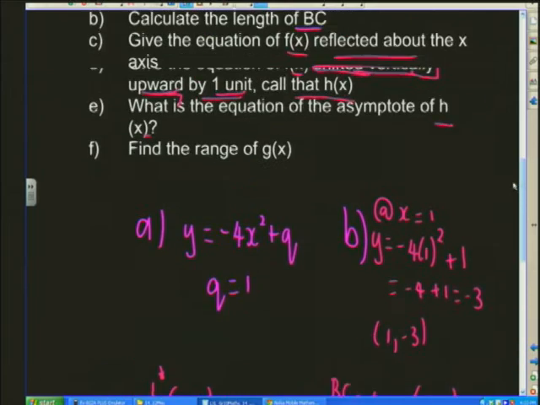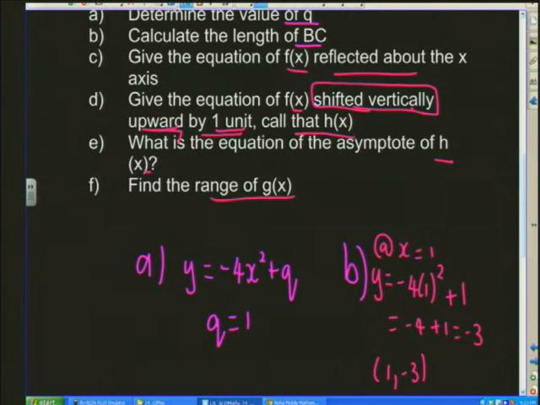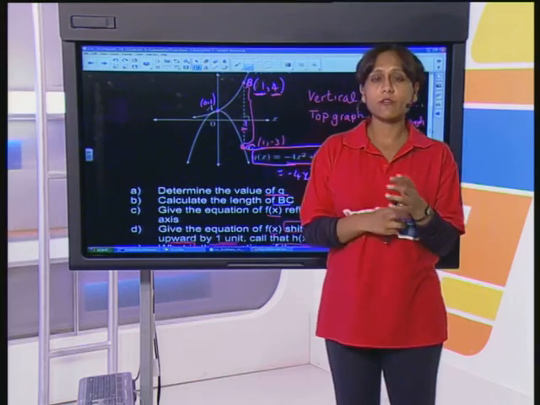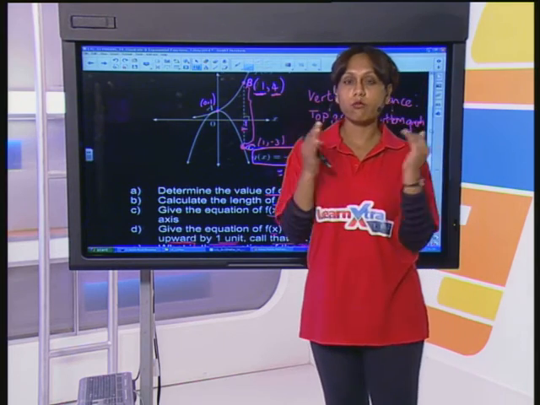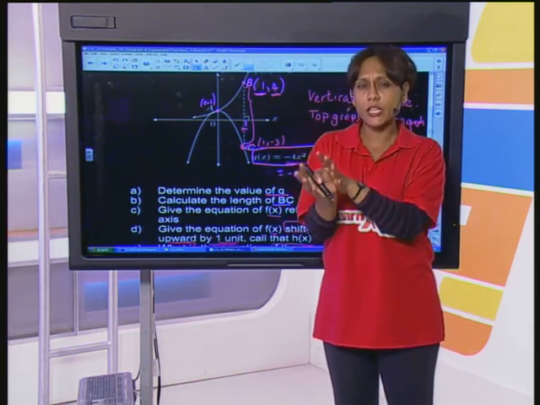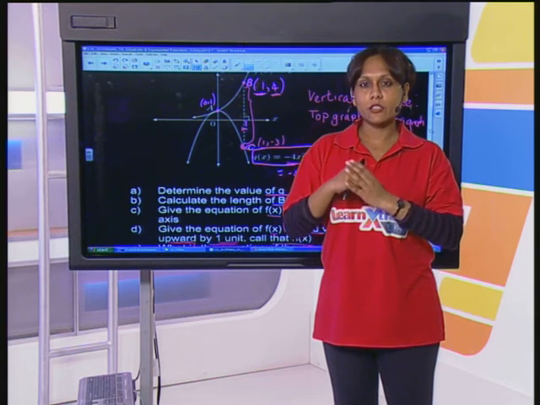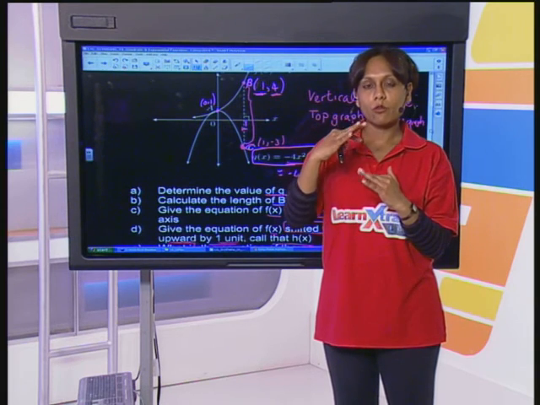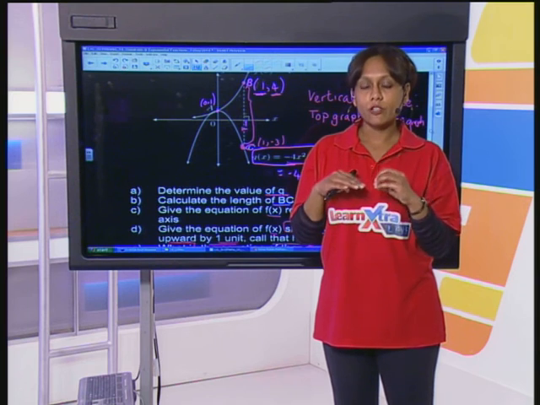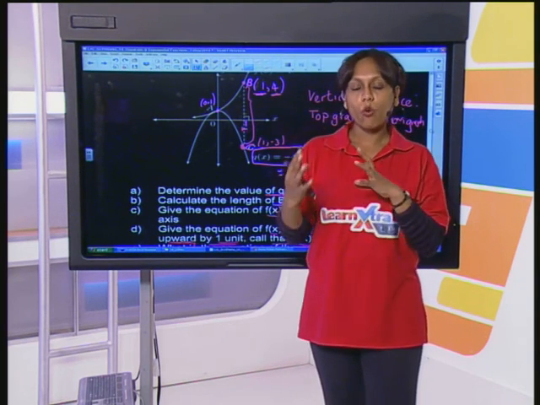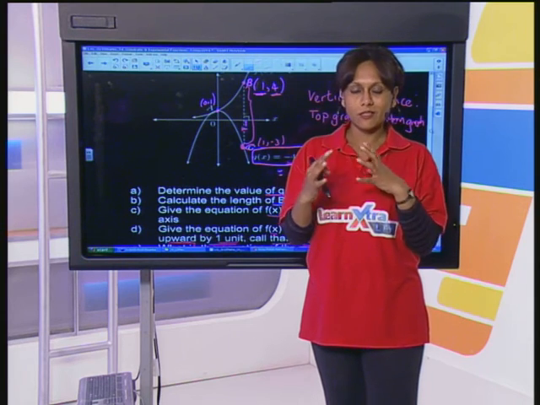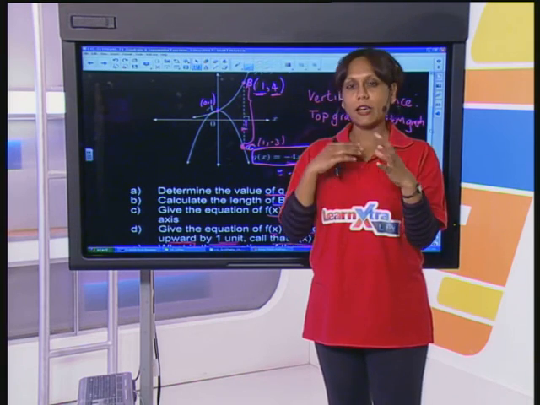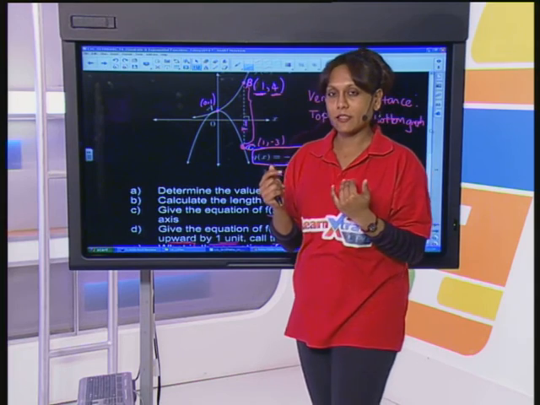And then finally, part F, find the range of g of x. So here we're talking about the parabola. Now guys, remember whenever you're talking about the range, you're dealing with the set of y values, okay? When you're looking at your parabola, it's either going to be all values above a certain value when you've got a minimum turning point, or it's going to be all the y values below a certain value when you've got a maximum turning point. So your range, if your graph is not restricted in any way, is always going to revolve around the turning point. It's either going to be greater than q or less than q, all right?